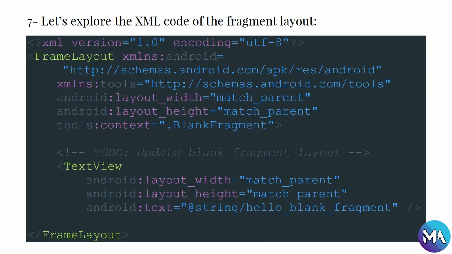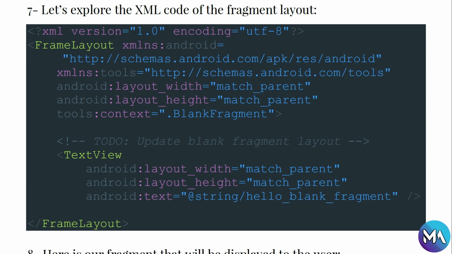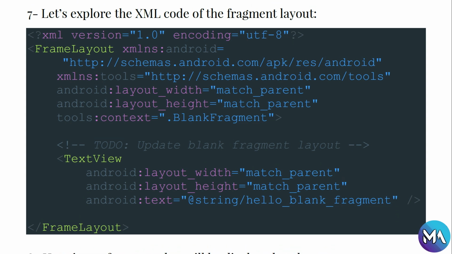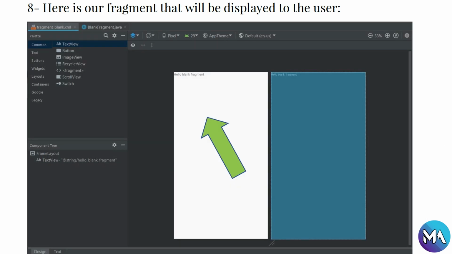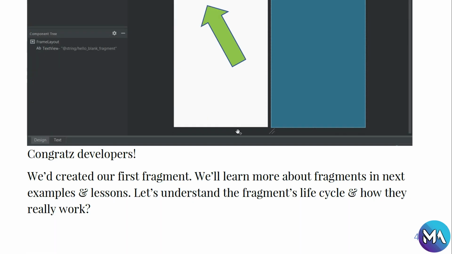Now let's explore the XML code of the fragment layout. This is the XML layout. We have a frame layout as the parent, and the text here is blank text. Now number 8, here our fragment is displayed to the user. Here we go. This is our fragment. And congrats, developer. We have created our first fragment.